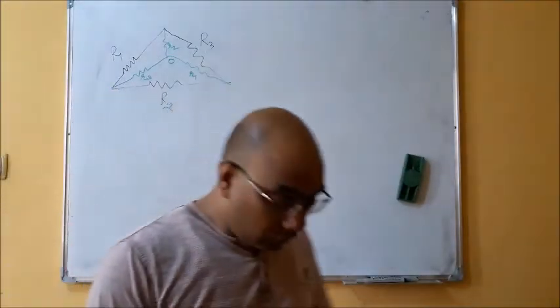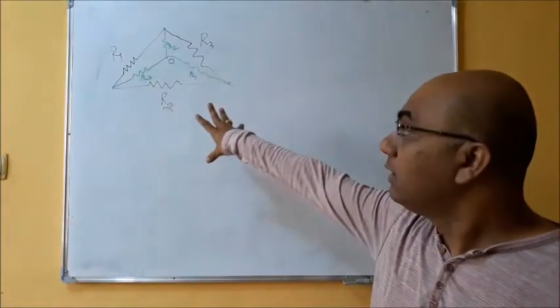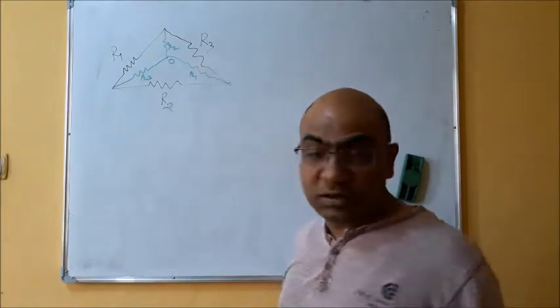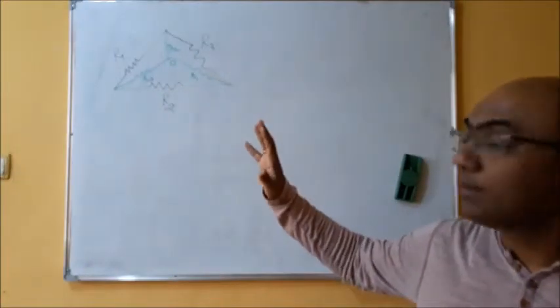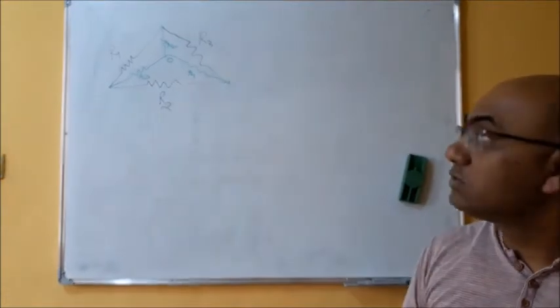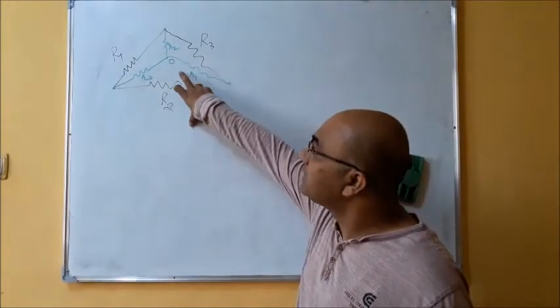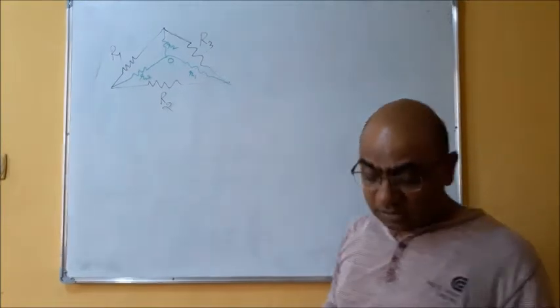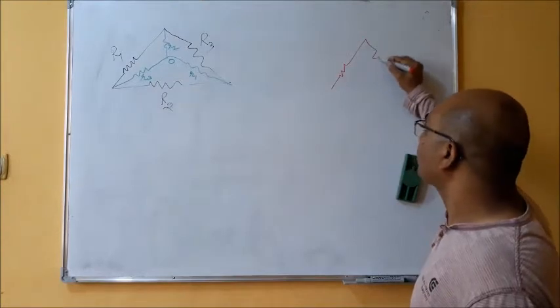Right? So what I did, you see, from this black marker I am showing a delta, and from the green marker I am showing a star. And you see, in any circuit, I can replace this with this or with this. Suppose I have a circuit like this.